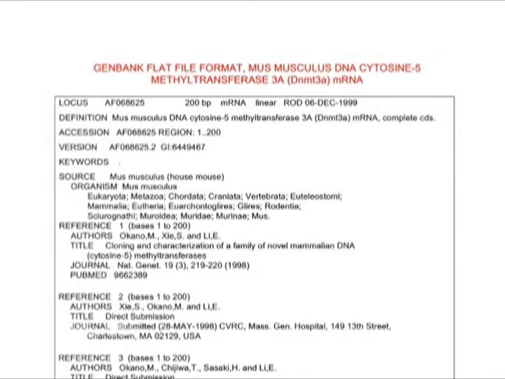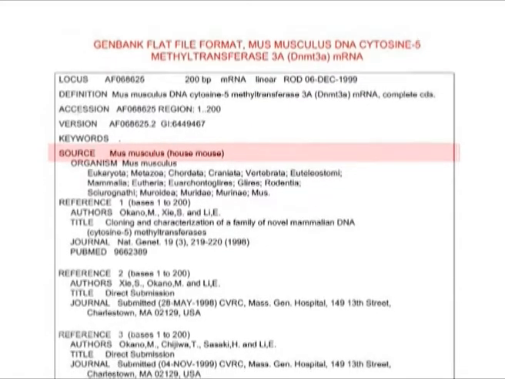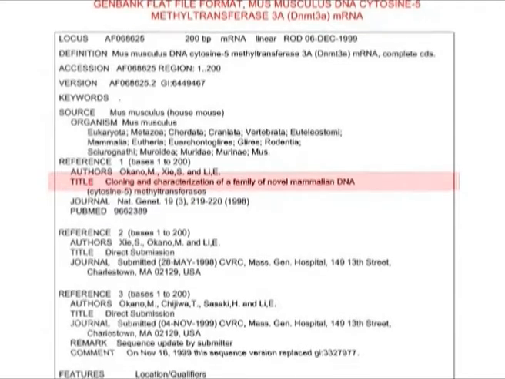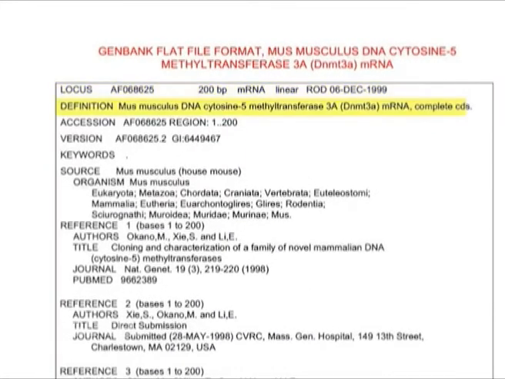Here is a GenBank flat file format obtained from Mus musculus DNA containing the cytosine-5-methyltransferase 3A mRNA. The source is Mus musculus, which is a house mouse, and here you can see the cloning and characterization of a family of novel mammalian DNA methyltransferases. In this image, you can see the various fields such as locus, definition, accession, keywords, organism, etc., which would be studied in the next table.